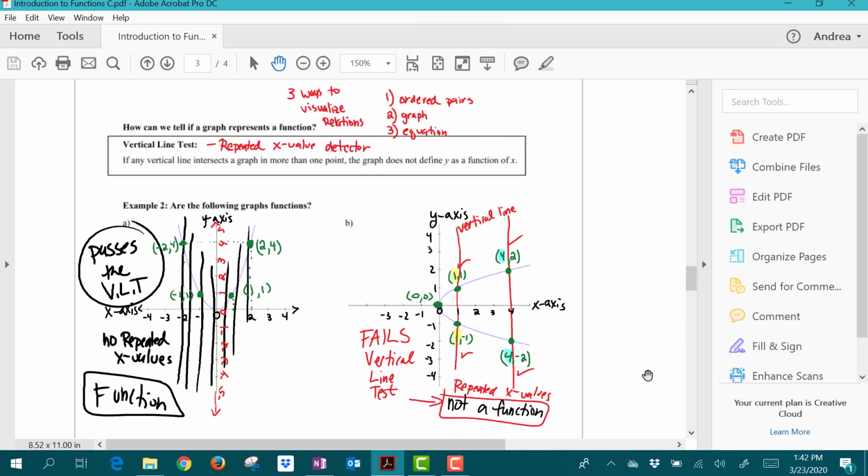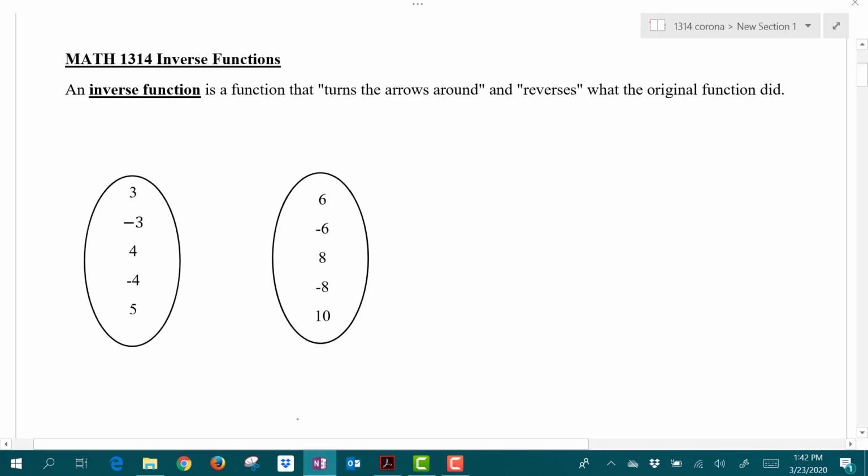Alright, so that's kind of a reminder. If you need to look back to your notes for introduction to functions, then you can go back and do that again. But in this section, what we want to talk about is inverse functions.